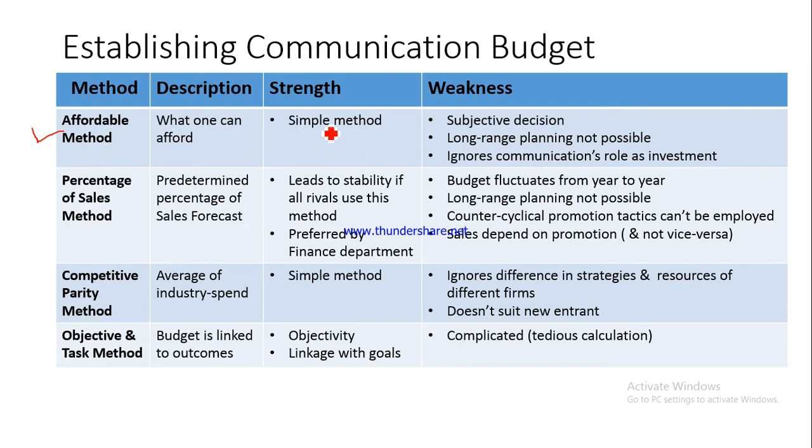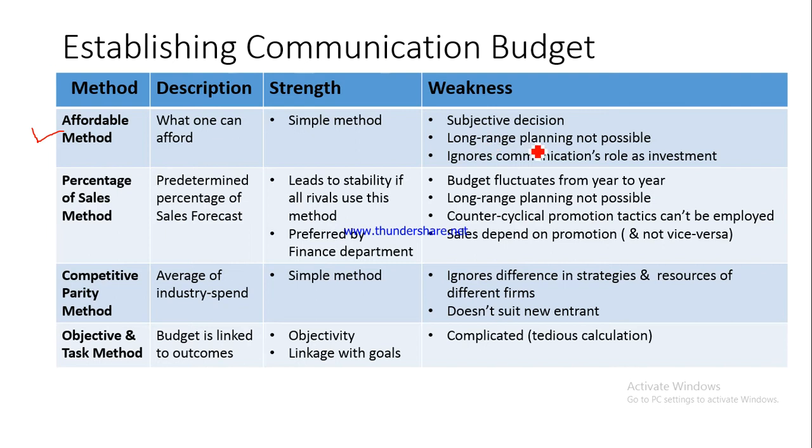What is the strength of this method? This method is very simple. You don't have to do any complicated calculation. You only have to determine whatever you can afford, and accordingly you spend on your communication campaign. However, what are the weaknesses? The weakness is, number one, this is a subjective decision. It is not based on any research. It is not based on any expected outcomes. It involves a lot of subjectivity.